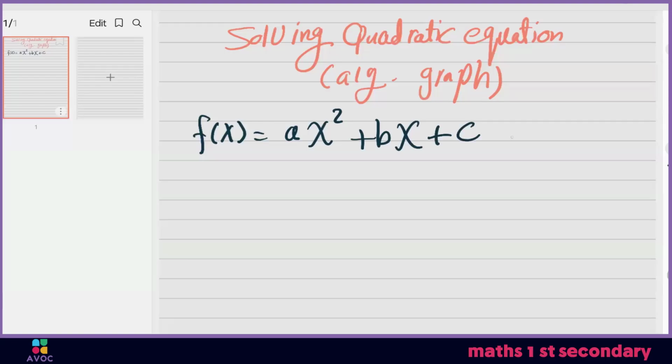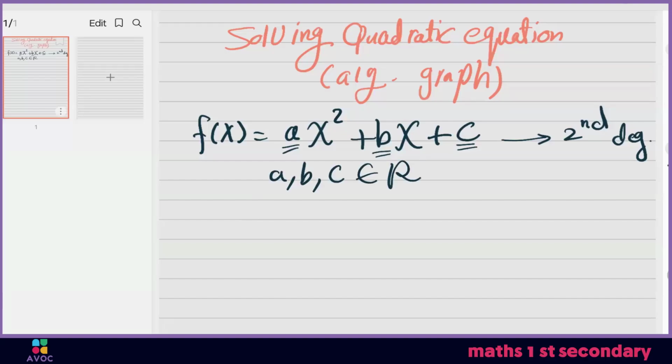Why? Because the greatest power here of x is 2, so it is the second degree. Second degree equation is called quadratic. Do you understand? Focus: a is the coefficient of x power 2, b is the coefficient of x, c is the absolute term or y-intercept. Such that a, b, and c belong to the real numbers R, and a is not equal to 0. This is the quadratic function.